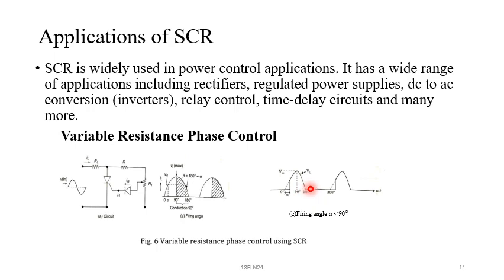Whereas by using a diode, it is not possible to control the output. If it is forward biased and the diode is conducting, you will get an output. When the diode is not conducting, you will not get the output. Whereas in this circuit, you can control the output by varying the values of resistance, R1 and R2, you can vary it. So this is about another basic application of an SCR to control the output. This is called variable resistance phase control using SCR.